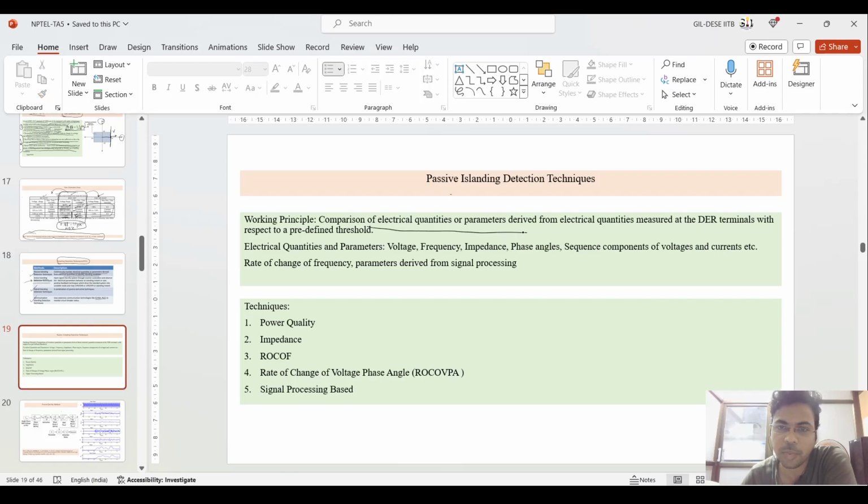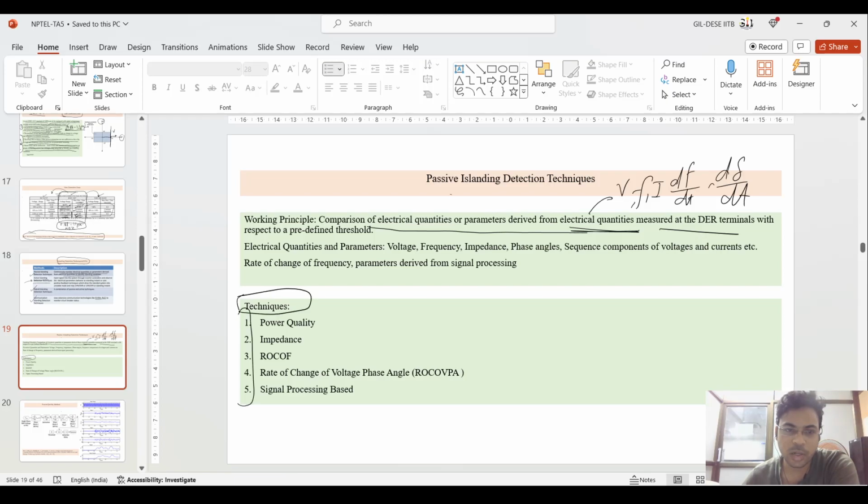So coming to this passive islanding detection technique, its principle is very simple: comparison of electrical quantities or parameters derived from electrical quantities. Electrical quantities are voltage, frequency, current, rate of change of frequency, rate of change of phase angle, that is d delta by dt. These things have to be monitored, and you have to perform some analysis and conclude whether it is an islanding situation or not.